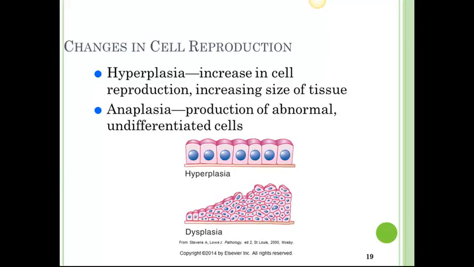Hyperplasia is the increase of cell reproduction, increasing the size of the tissue, so there are more cells in this row than normal. Dysplasia is where there is an abnormal orientation and stacking of cells. Anaplasia is the production of abnormal, undifferentiated cells.